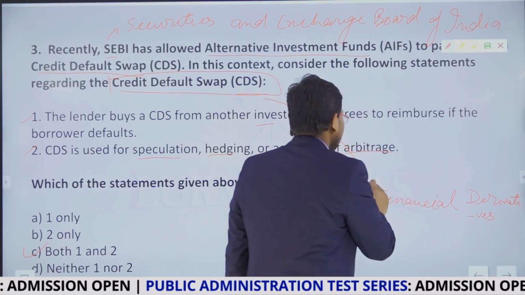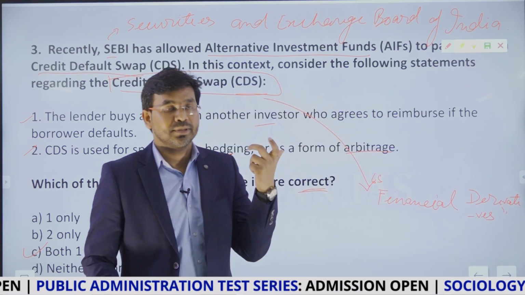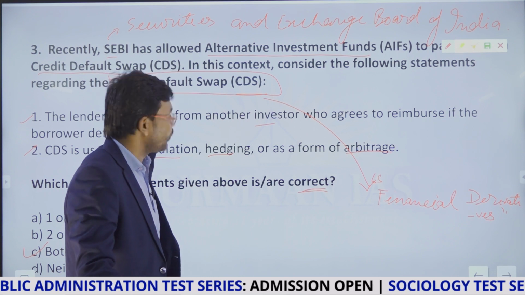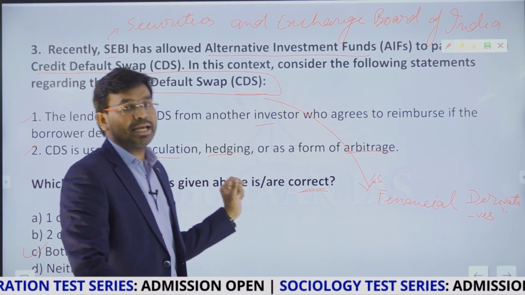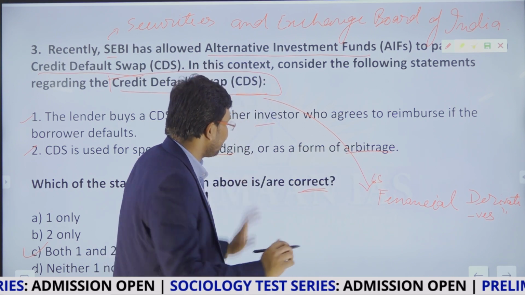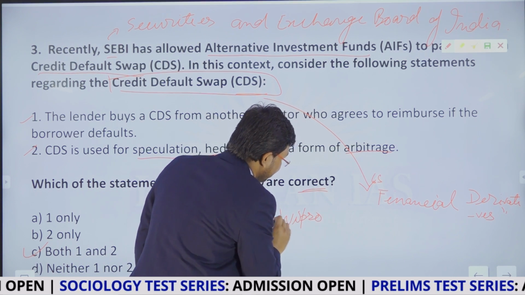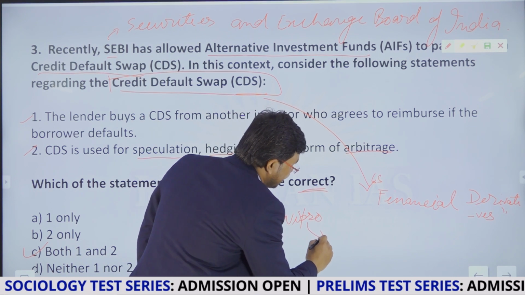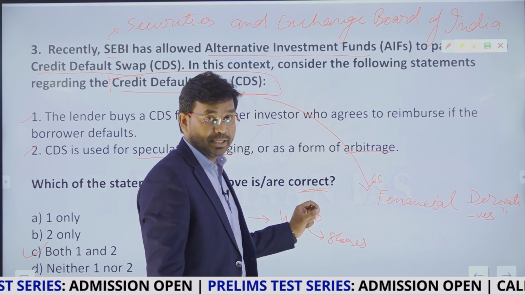Okay, these are known as financial derivatives. What do we mean by financial derivative? Let us understand what a credit default swap is. These are financial derivatives. Let's say there is a company named Wipro, right? If it is listed on the stock exchange, its shares will be available in the market.